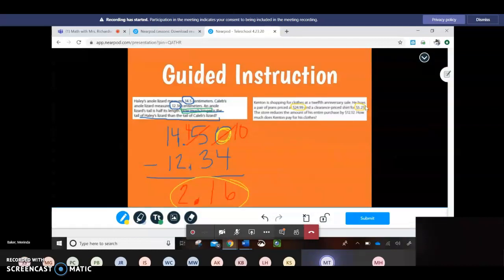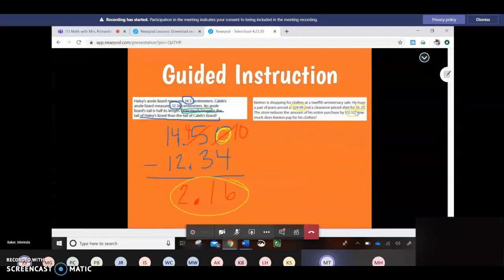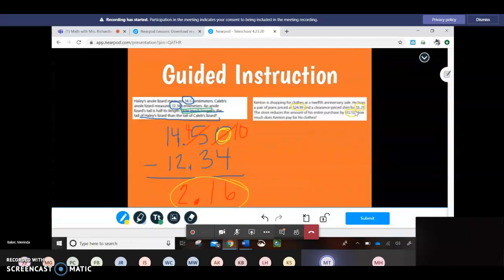12 and 12 hundredths. Okay, what does the 12 and 12 hundredths represent? How much his purchase was reduced by. Yes. You know what that word reduce means? Taking away. Yeah, exactly. Taking away. So what happens?